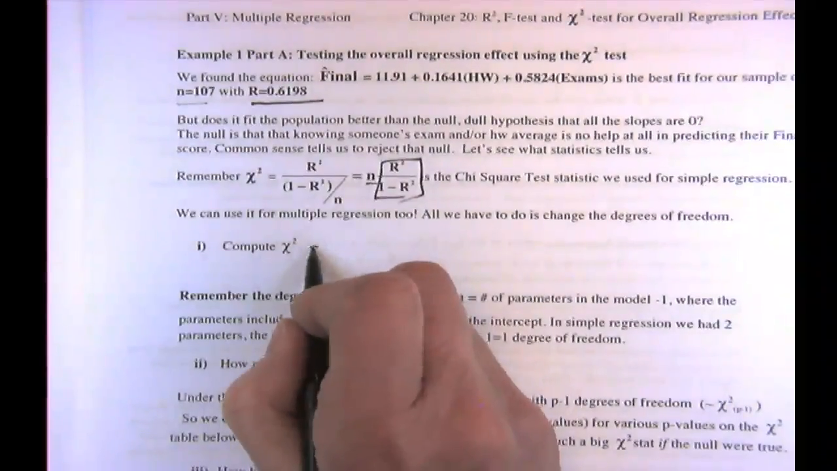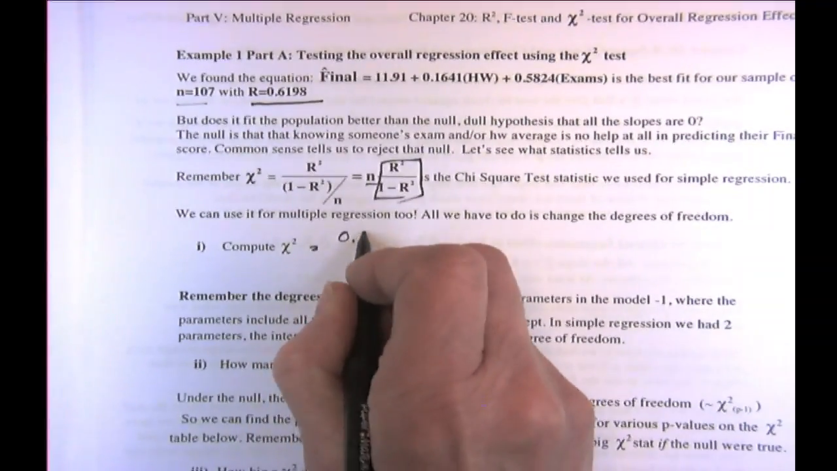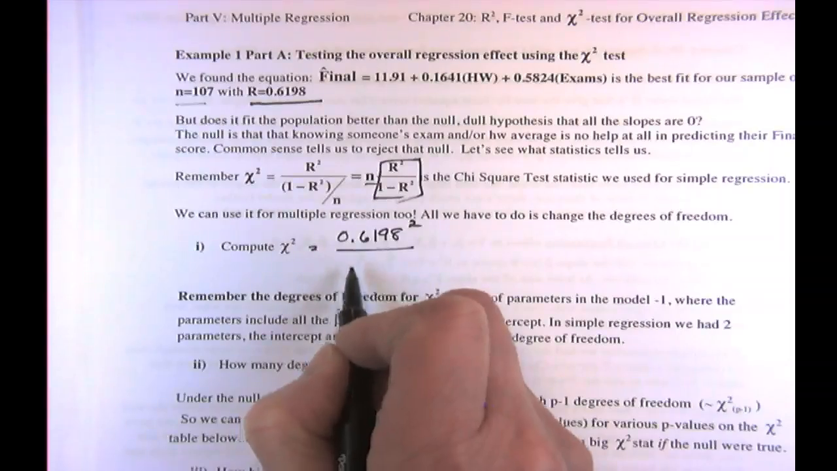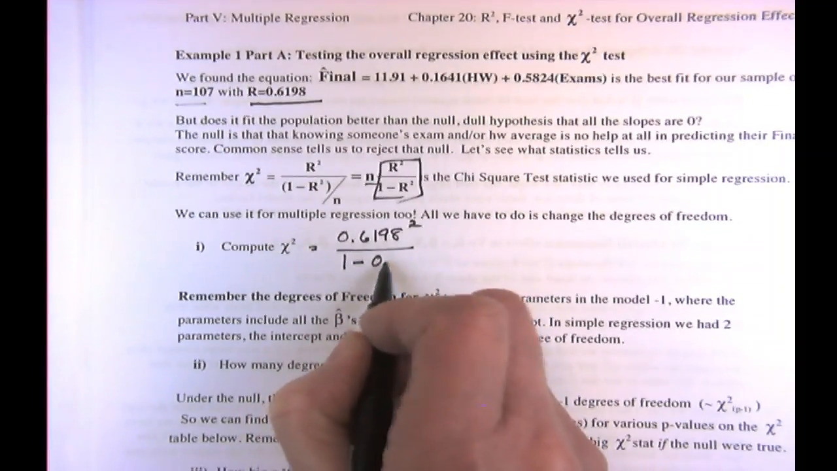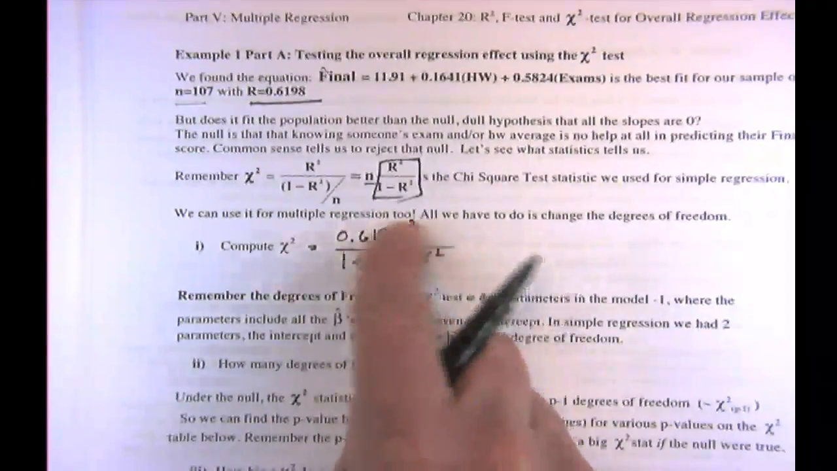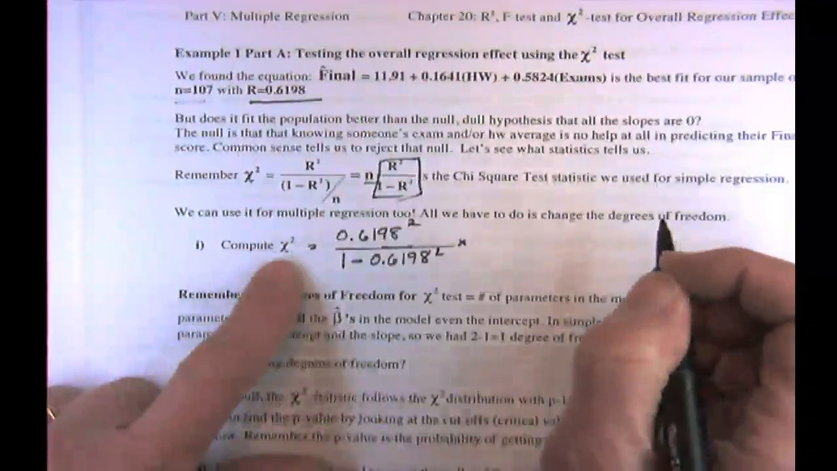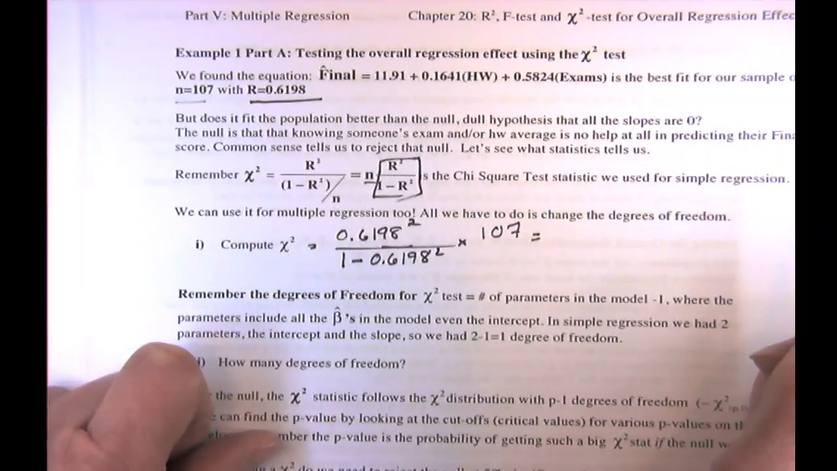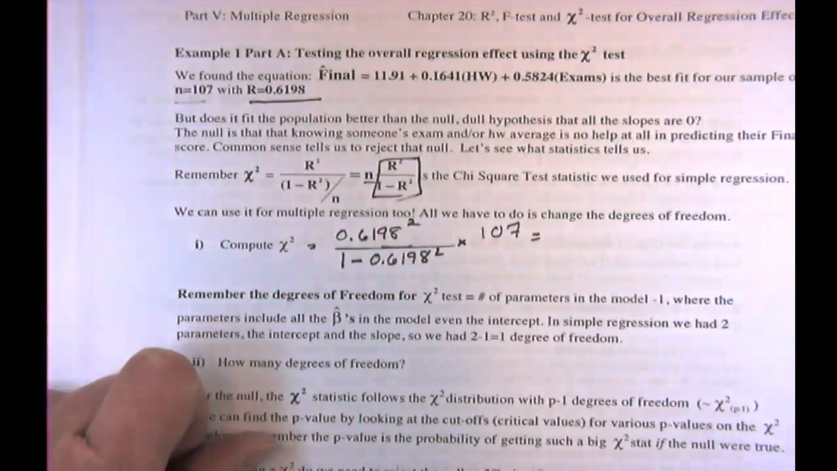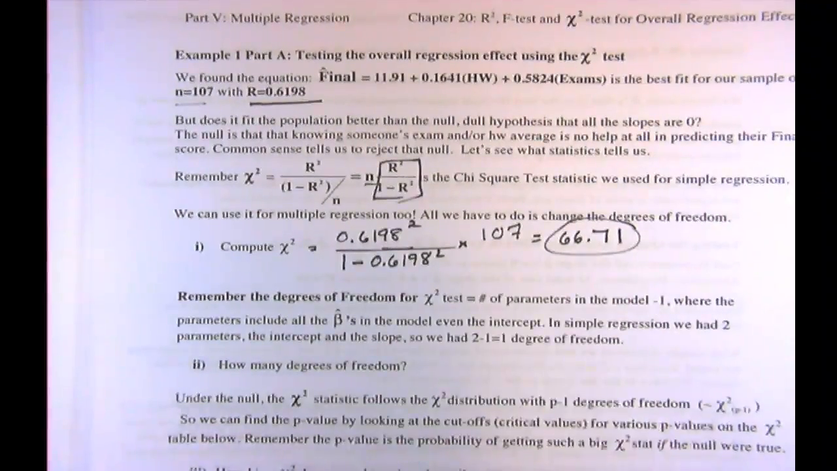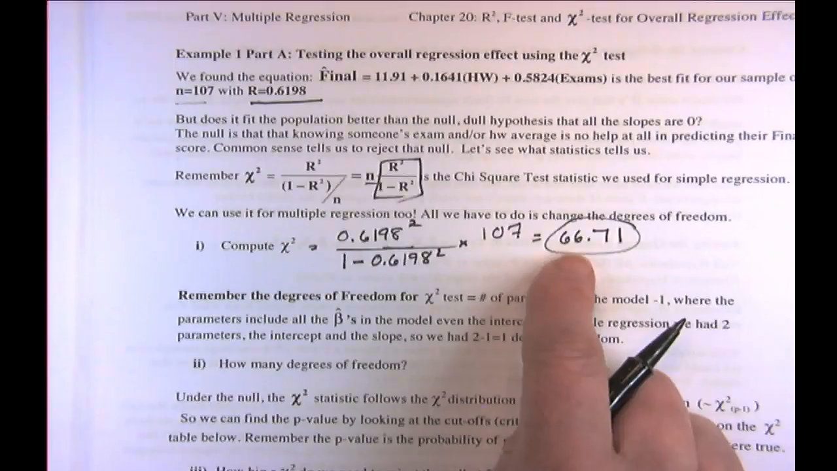First, what's our r squared? It's 0.6198 squared, divided by 1 minus 0.6198 squared. Those two have to add up to 1, and that's the core of it. And then the bigger your sample size, the bigger your chi-square statistic. In this case, we're going to multiply it by 107. What I got was something huge, way off the charts: 66.71. That's an enormous chi-square value. All right, so it's huge.